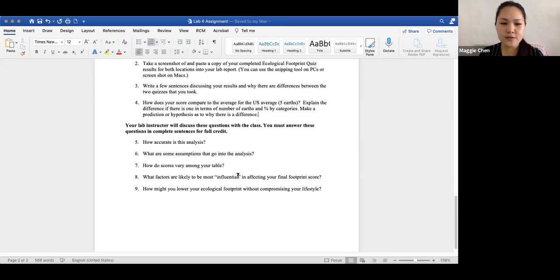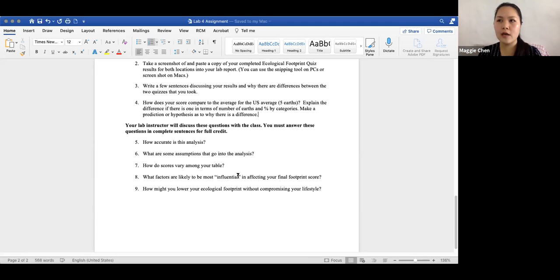For question 7, how do scores vary among your table? Your table is your breakout room. I hope you got a chance to talk to the people within your breakout room. But if not, you can also compare it to the average US score of 5 Earths. So typically, the average US citizen takes up 5 Earths. Is yours lower or higher? What do you think would be the difference? You can talk about that in question 8, what factors do you think would be influential?